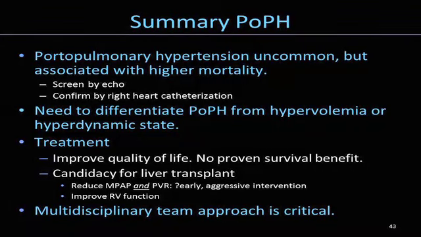And as a summary, porto-pulmonary hypertension is uncommon, but it's associated with higher mortality. You screen by echo, and you have to confirm that by right heart catheterization. You have to differentiate the different profiles that I showed you, PH in cirrhosis with portal hypertension. And then the treatment usually improves quality of life, has a proven survival benefit, and may improve your candidacy for liver transplantation. A multidisciplinary team, as I emphasize here, is critical. And that's it.